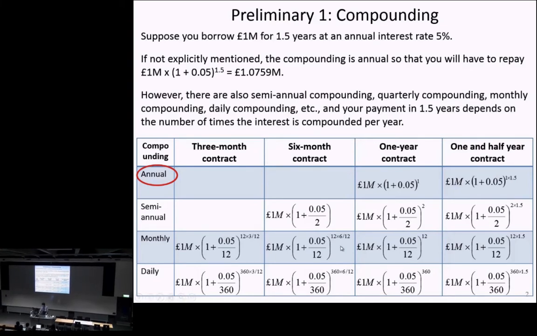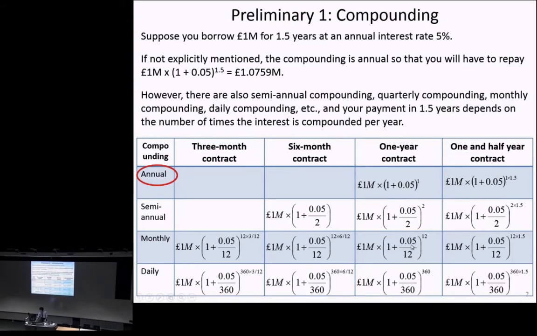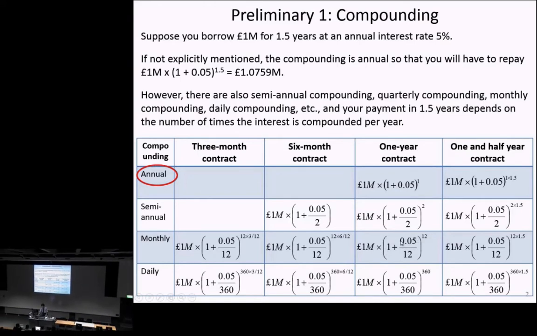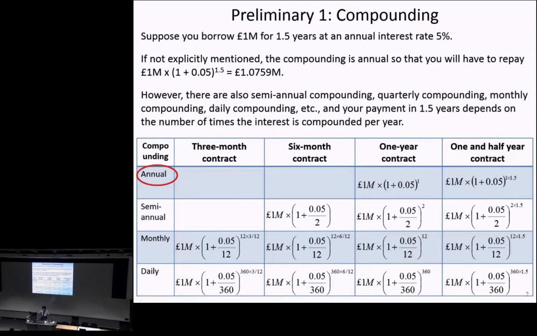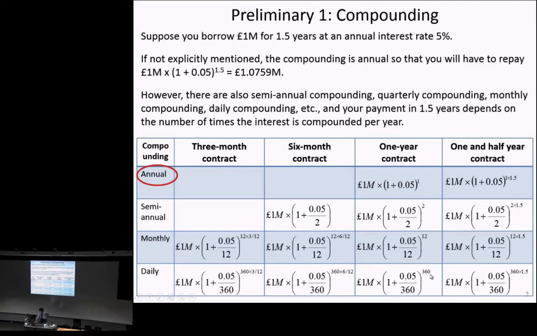If it's monthly compounding, then this is the amount you should repay after 1 year. Compounding happens 12 times, and every time the applied rate is annual rate 5% divided by 12. Don't ask me why, it's just convention, tradition. There's no good mathematical reason for it. If it is daily compounding, then after 1 year, you should repay £1 million times 1 plus 5% interest rate divided by 360, to the power 360.